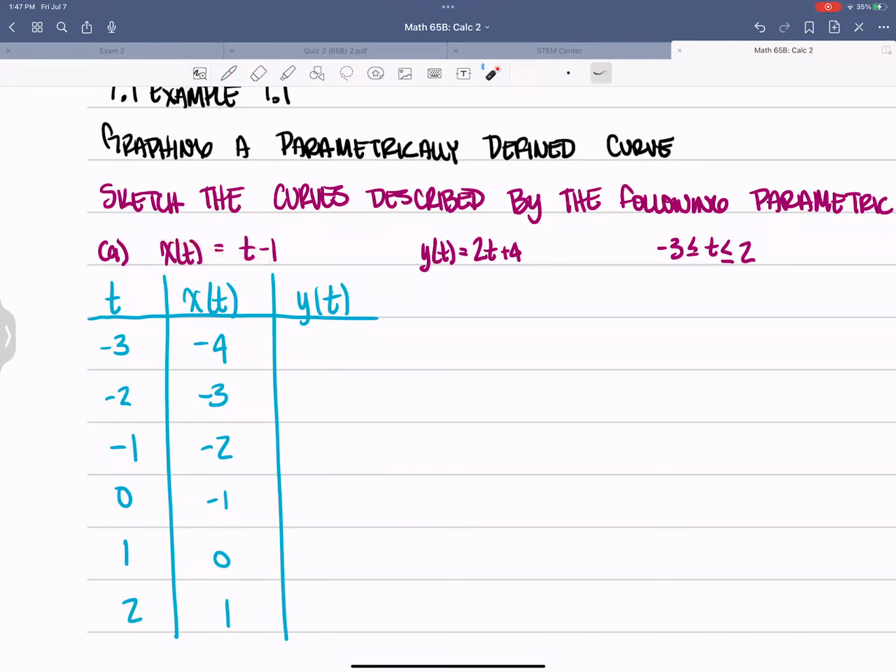So that's all of the x of t done. We could put this one to the side, and now concentrate on y of t and fill this part out of our table. So -3, 2 times -3 is -6, plus 4 is going to be -2. Same thing here, -2: 2 times -2 plus 4 is going to give us 0. -1, so -2 plus 4 is going to give us 2. 0 is going to give us 4. 1 is going to give us 6. 2 is going to give us 8.